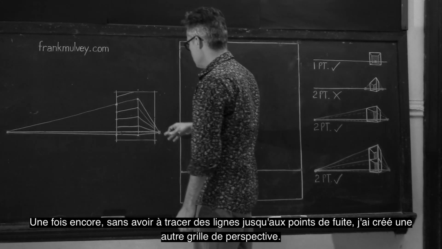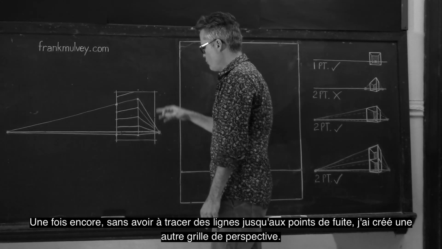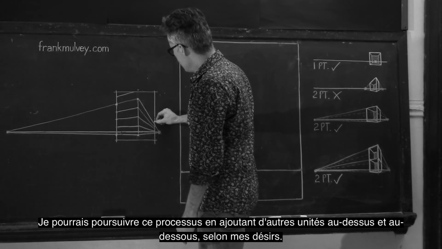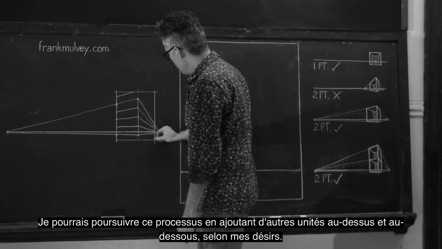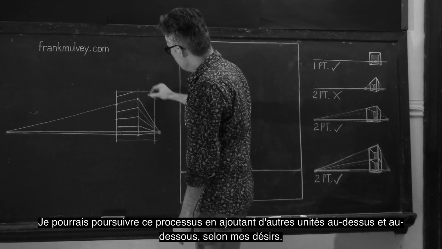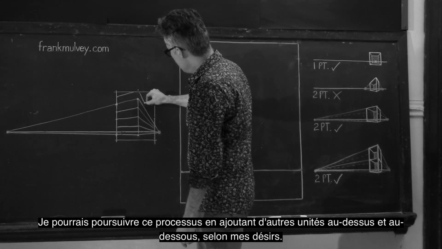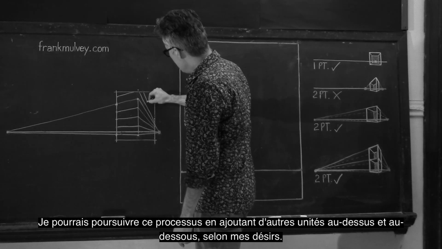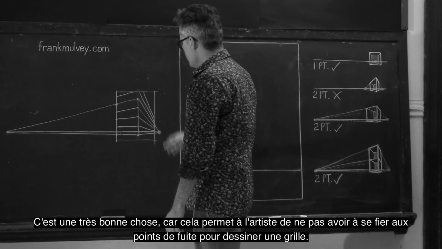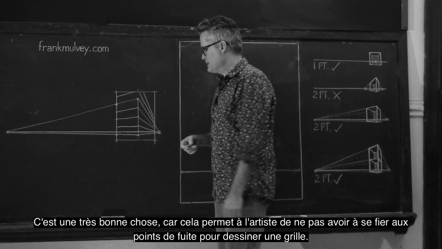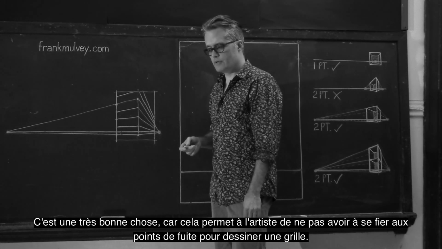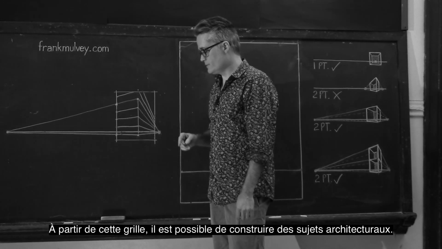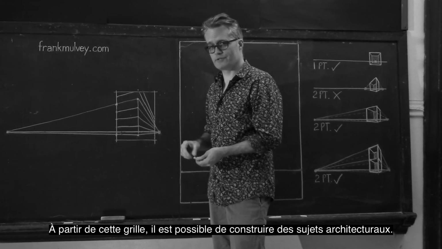Again, without having drawn the lines all the way to the vanishing points, I've created a perspective grid. And I could continue that on by adding more units above and below to my heart's desire. And I could continue adding elements to that grid. It's quite a lovely thing because it now permits the artist to not have to rely on vanishing points in order to draw a grid. And from this grid, you can then construct architectural subject matters.